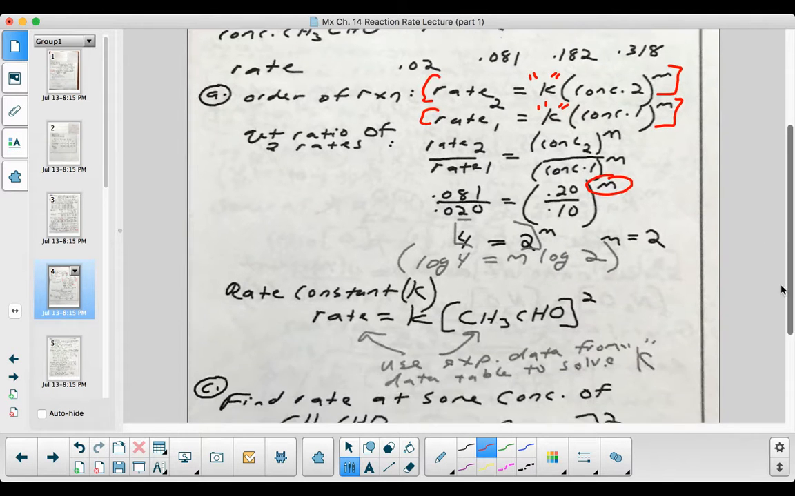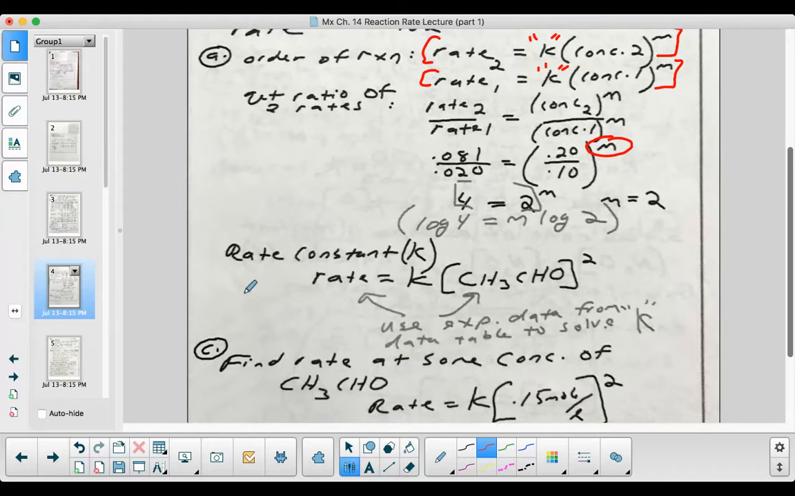So now, the ultimate goal with this little problem is, what is my rate expression? My rate expression is this. The rate of this chemical reaction is equal to K, some constant. All these rate expressions have a constant. And my concentration, whatever the concentration is of my reactant, raised to the second power, which is what I used my data to solve for.